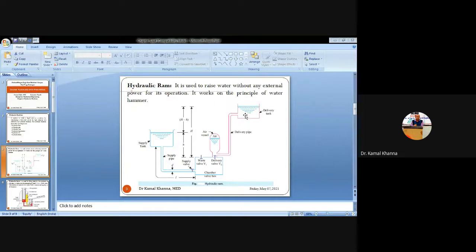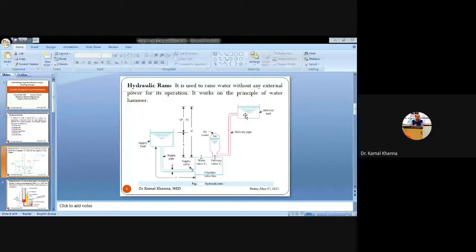Whenever the air vessel or the compressed air is applying the pressure on the water, the delivery valve closes, and the water will start moving in the upward direction through the delivery pipe. Hence, this compressed air exerts a force on the water in the air vessel, and a small quantity of water is being raised to the delivery tank with the help of the delivery pipe. So this is how the water is being transported from the supply tank to the delivery valve.